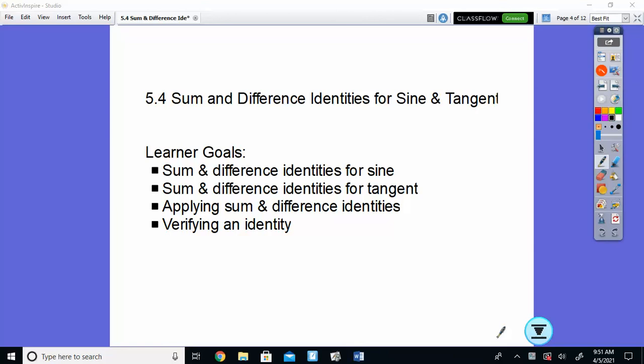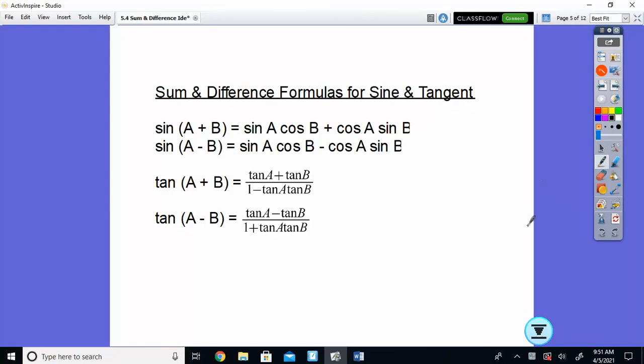On Thursday. Today we are doing sine and tangent. So first we're going to write down the formulas on your flip chart. You should have on your sum and difference tab the two formulas for cosine already. And these are the final four formulas that we're writing on that tab. Make sure you carefully write them down, get your signs accurate. So here are the formulas for sine and tangent.